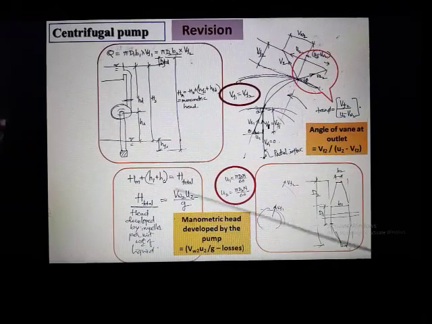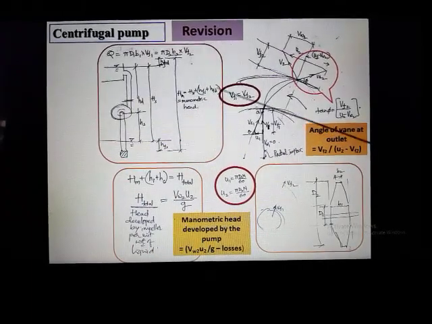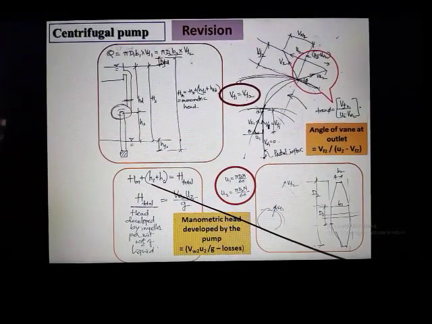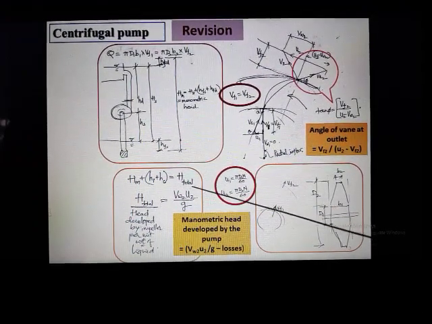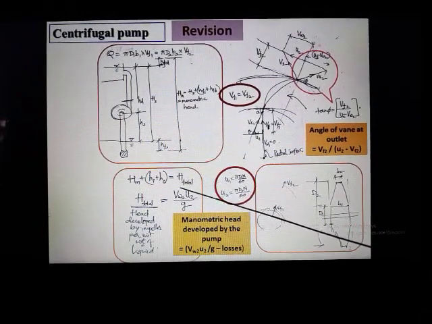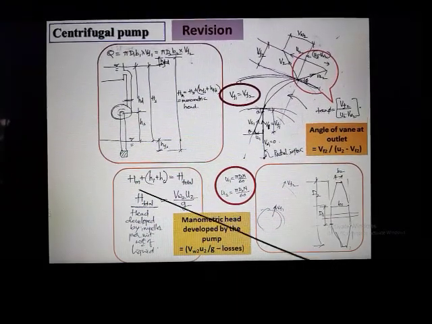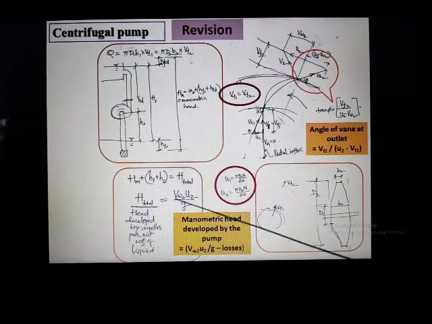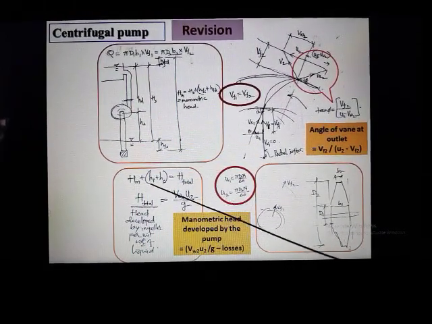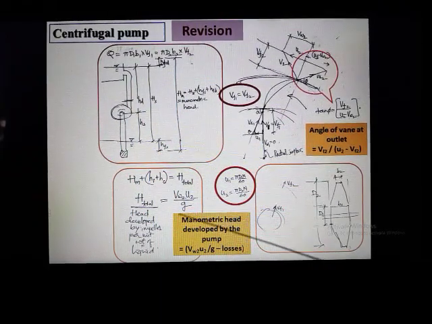So here once again it is written HM, the manometric head, whatever we have said here, plus if you add the head lost in impeller and casing, then we'll be getting total head generated by the pump. So total head or head developed by the impeller per unit weight of the liquid is given by Vw2 U2 by g. So H total minus, that is Vw2 U2 by g, minus the losses in impeller and casing, if you do, we'll be getting manometric head.